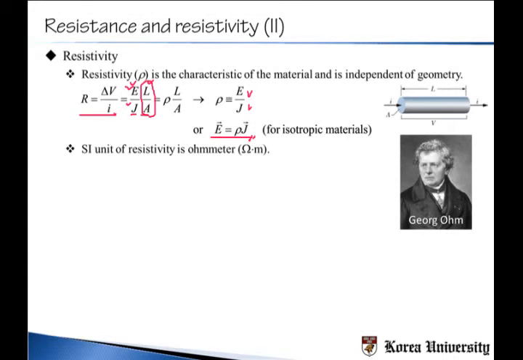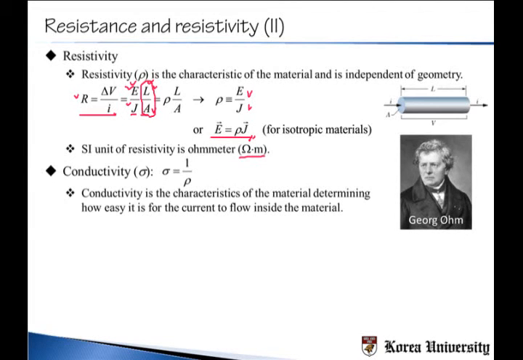And then what is the SI unit? Remember, the SI unit of the resistance is ohm, and we have a length which has a unit meter, and an area which has a unit meter square, I mean, okay. So if you summarize it, then the SI unit of resistivity will be ohm multiplied by meter, and we just call it ohm meter, okay.